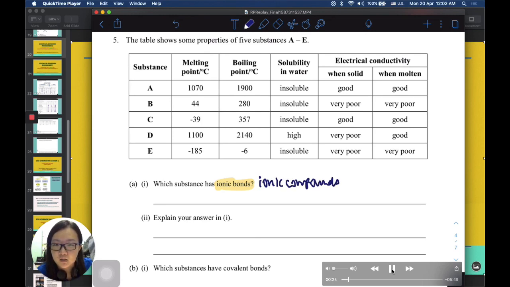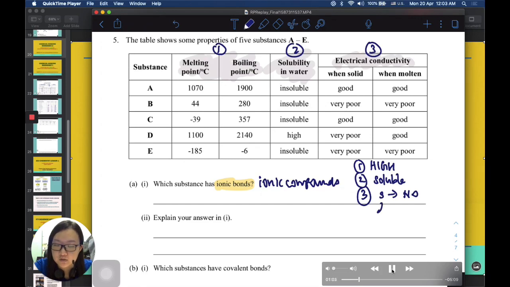Now if you look at the table that is given to you, you see melting point, boiling point, solubility in water, and electrical conductivity. If you go back to your notes, these are precisely the 3 physical properties that you need to know, right? Thinking back to ionic compounds, they have very high melting and boiling points. In terms of solubility in water, they are very soluble in water. For electrical conductivity, in the solid state it does not conduct electricity, but in the liquid, molten state, it does.